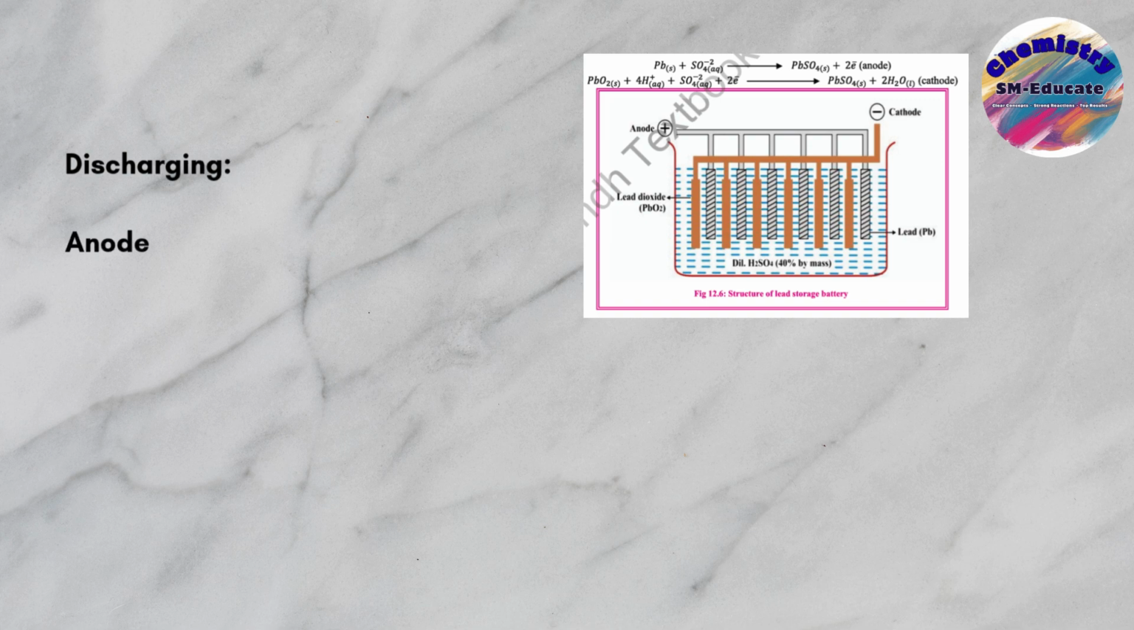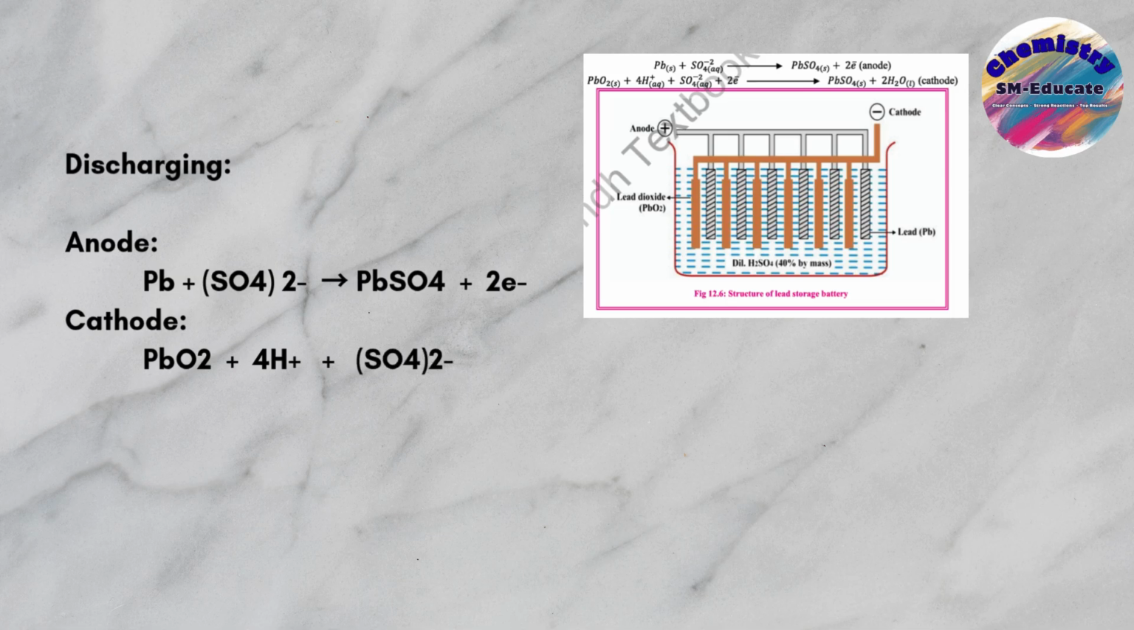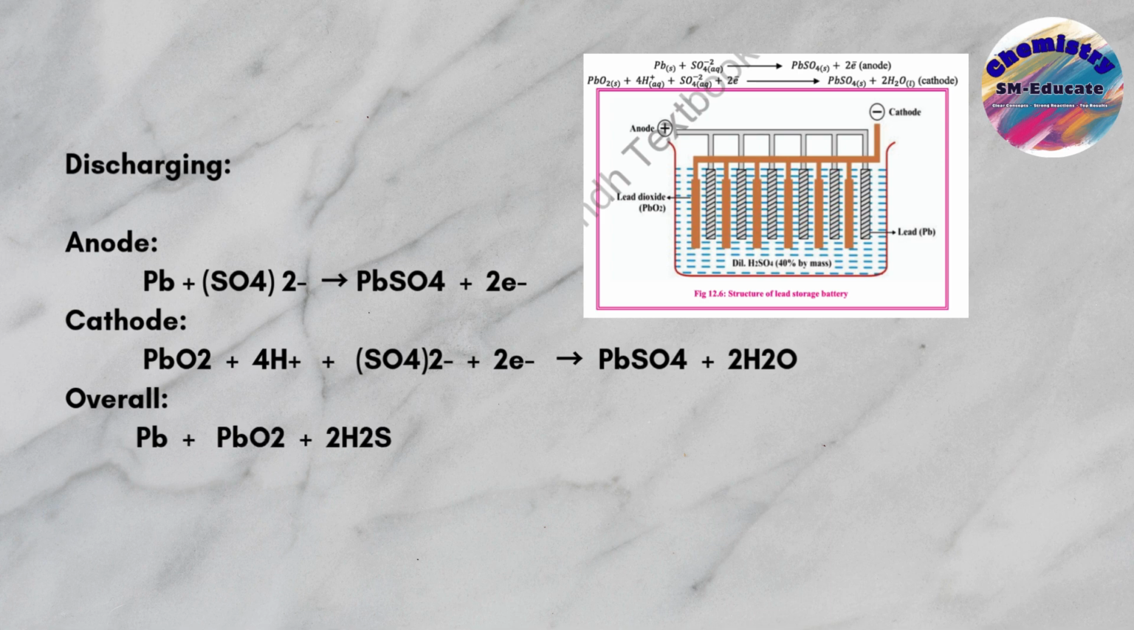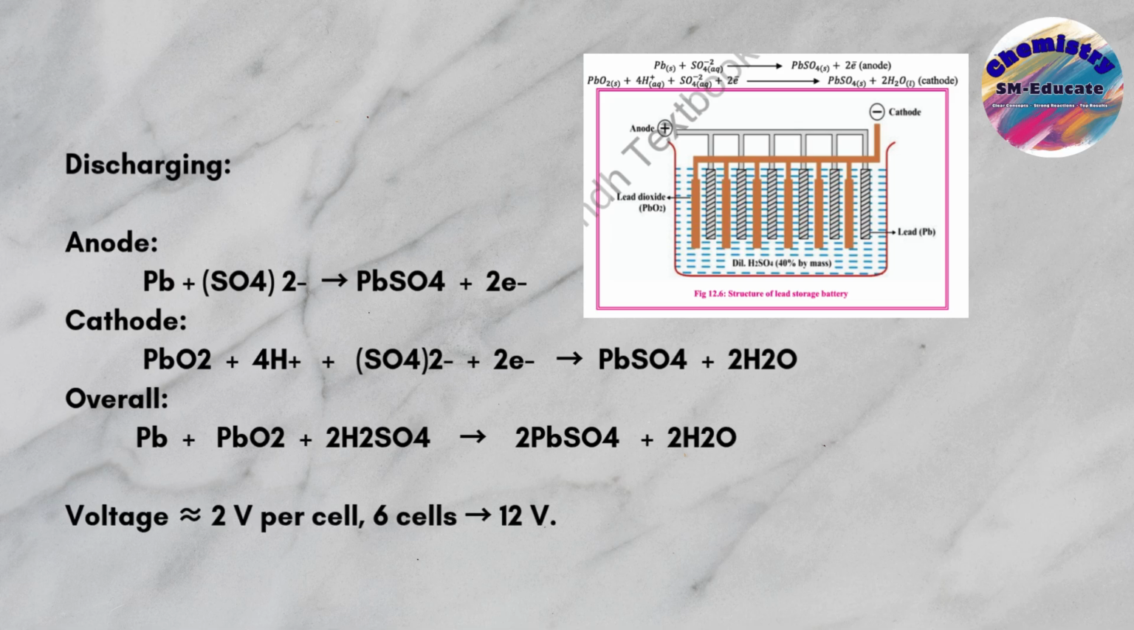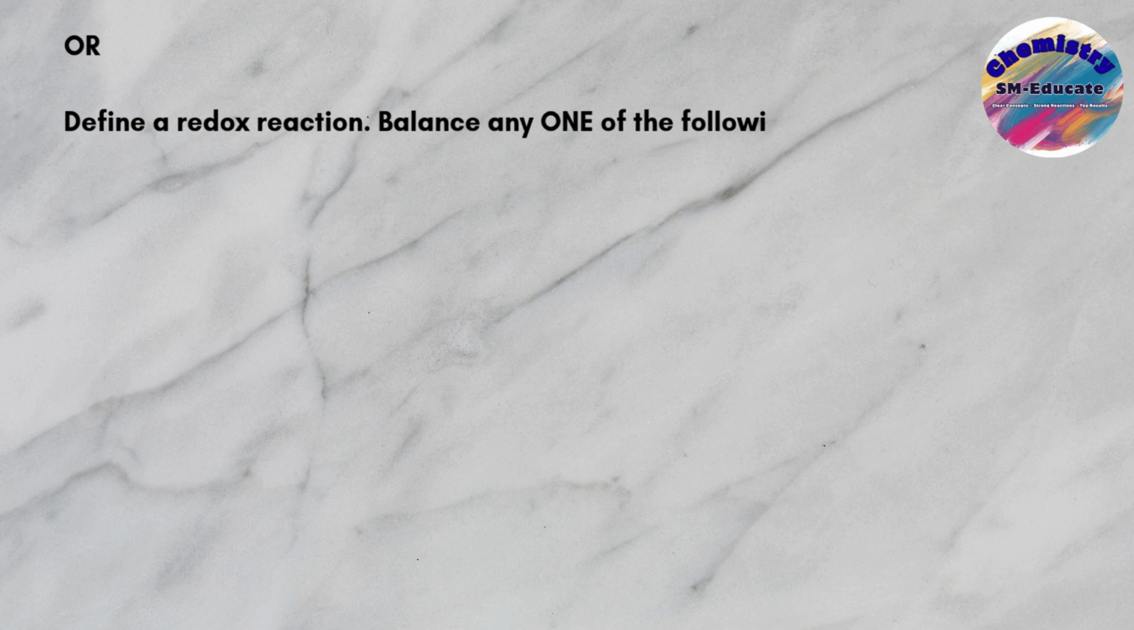Discharging. Anode: Pb plus SO4^2- gives PbSO4 plus 2e-. Cathode: PbO2 plus 4H+ plus SO4^2- plus 2e- gives PbSO4 plus 2H2O. Overall: Pb plus PbO2 plus 2H2SO4 gives 2PbSO4 plus 2H2O. Voltage is almost equal to 2 V per cell, 6 cells give 12 V.